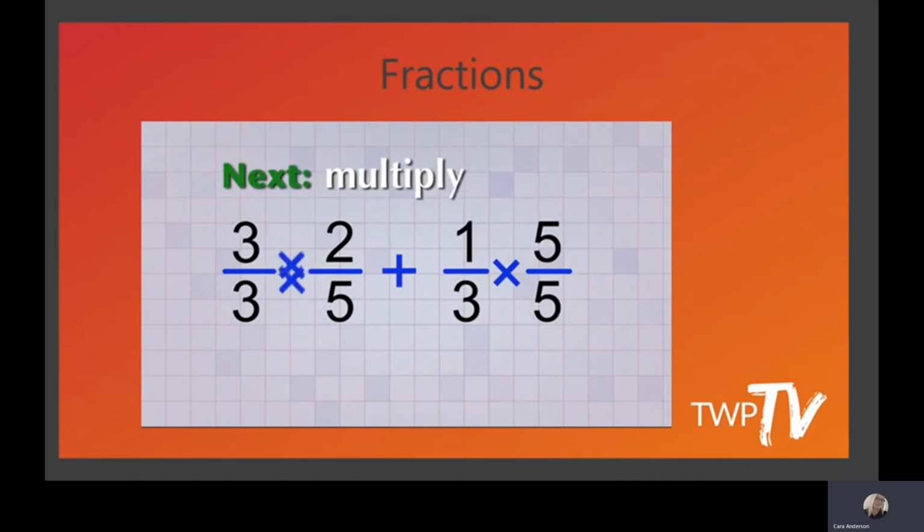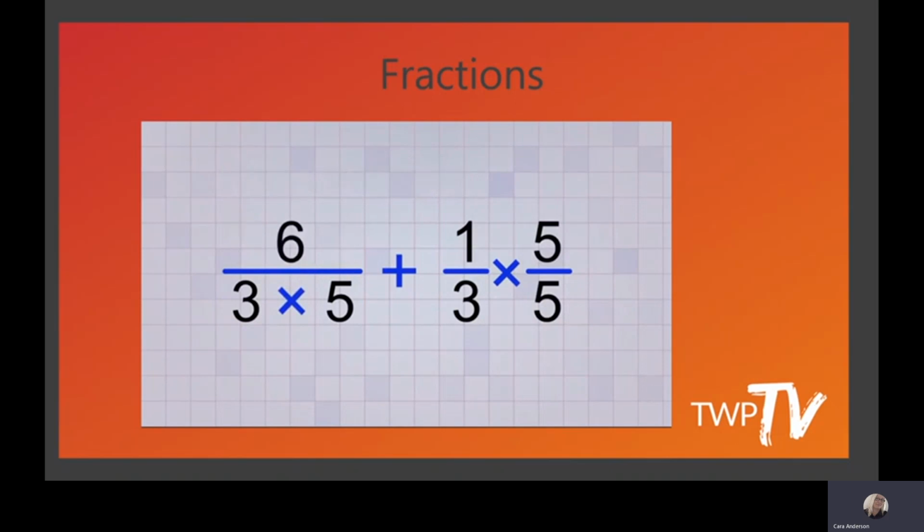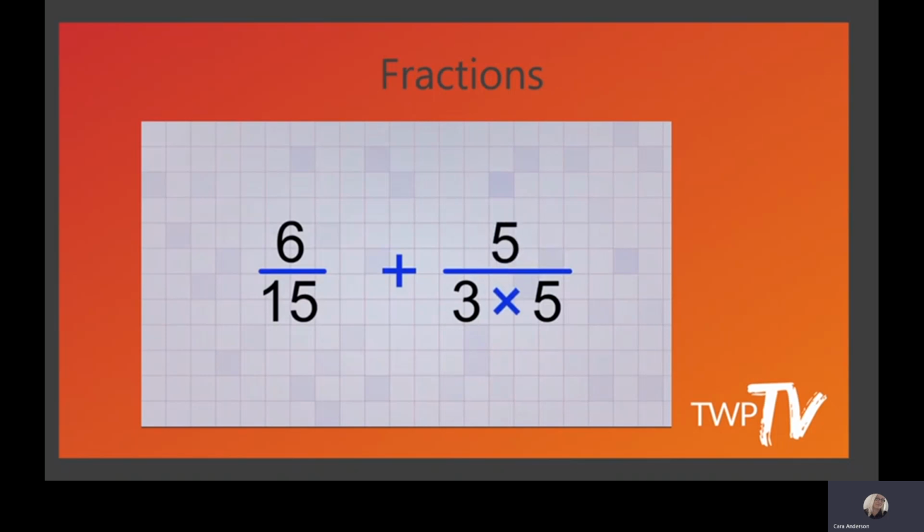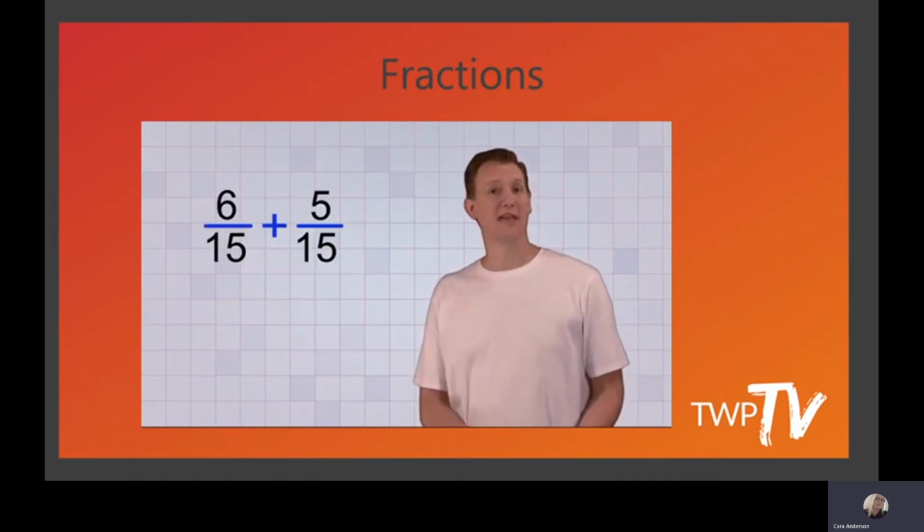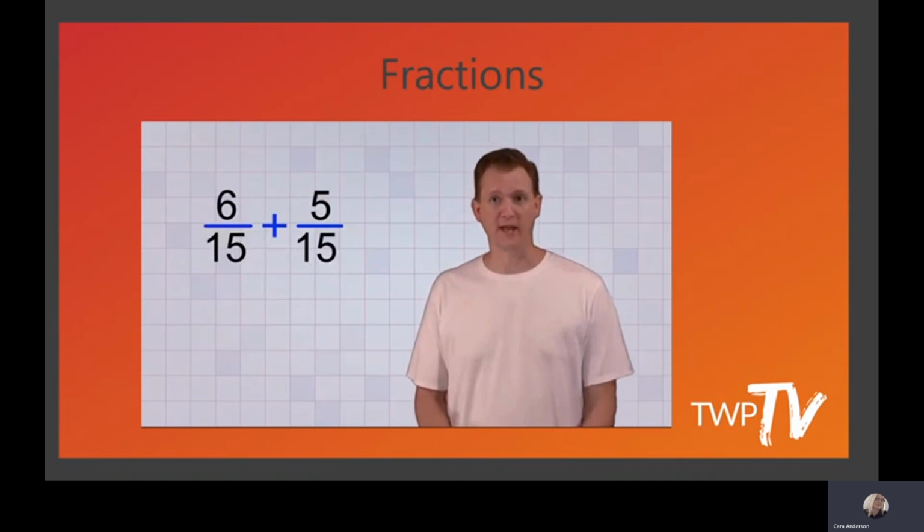Next, we multiply starting with our first fraction. On the top, 3 times 2 equals 6. And on the bottom, 3 times 5 equals 15. So our first fraction has become 6/15. Now for the second fraction. On the top, 1 times 5 equals 5. And on the bottom, 3 times 5 equals 15. So our second fraction has become 5/15. Now we just add them using our procedure for adding like fractions.